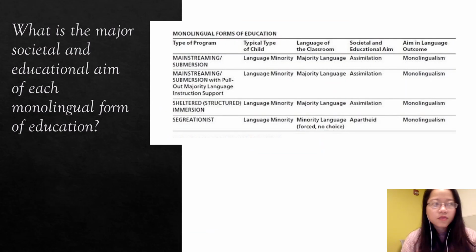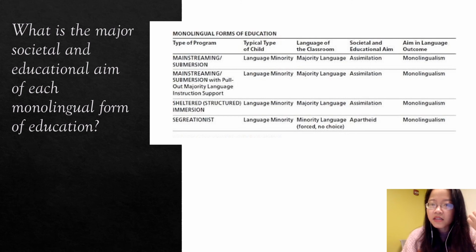Now, why is it very important to know the aims of bilingual education? Because if you understand and can identify the aims of bilingual education, you can understand the language outcomes after the student comes out of that bilingual program. What are the expectations? What are the outcomes? And also you can imagine the language used in the classroom and the typical type of student who enters that bilingual education.